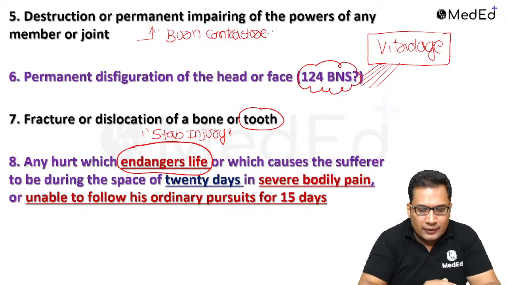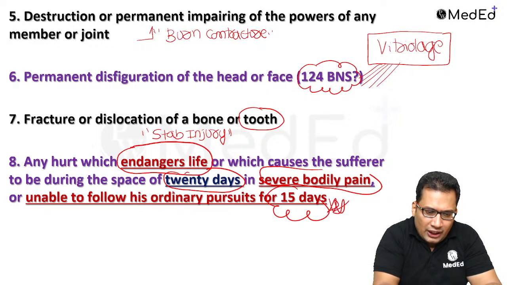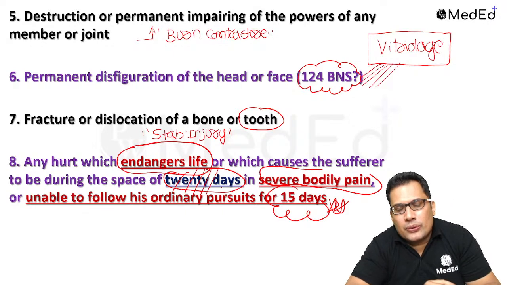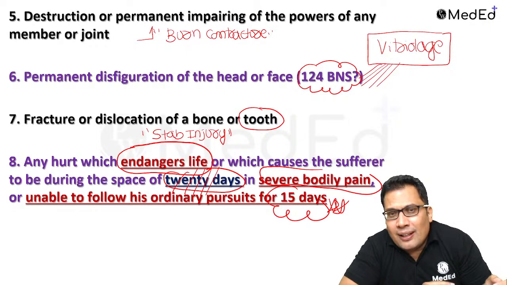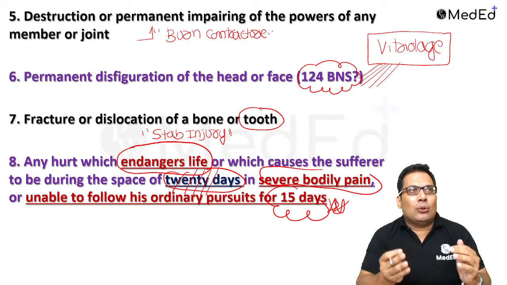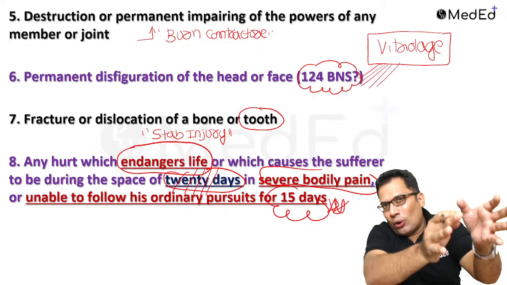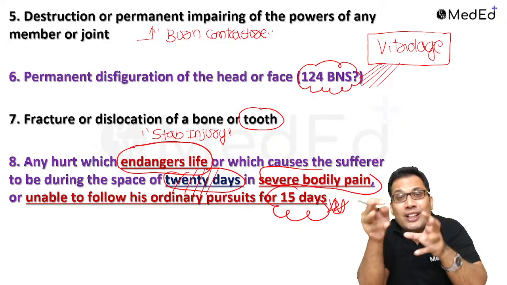Then, which causes the sufferer to be, during the space of 20 days, in severe bodily pain. Now it is 15 days. Previously it was 20, now it is 15 days. According to IPC it is 20, according to BNS it is 15 days. Severe bodily pain, the person being unable to do ordinary pursuits for 15 days, can be grievous hurt. Ordinary pursuits, for example, having food, going to toilet, combing, buttoning and unbuttoning a shirt. All these are routine activities.